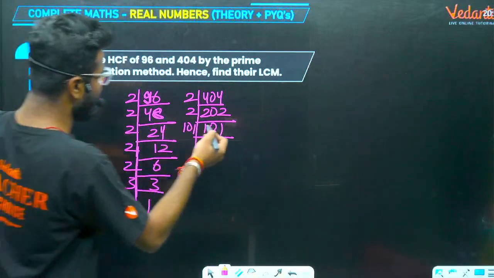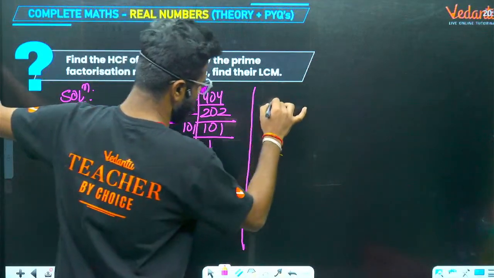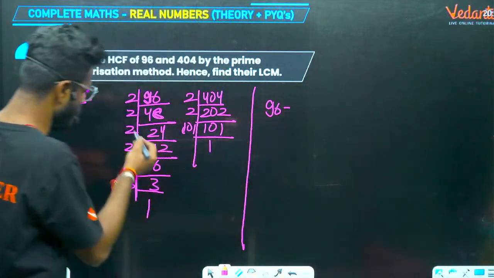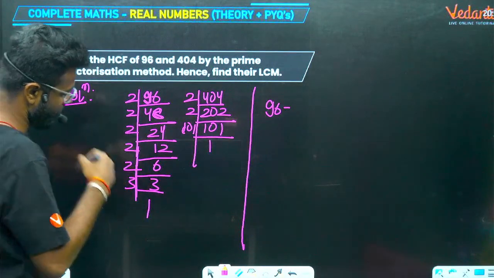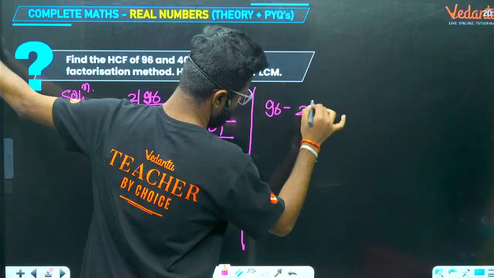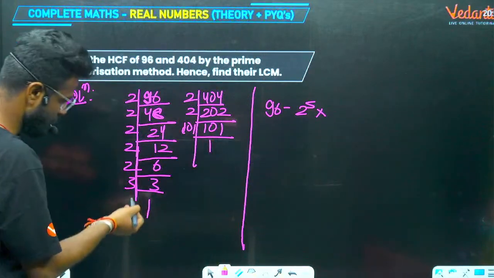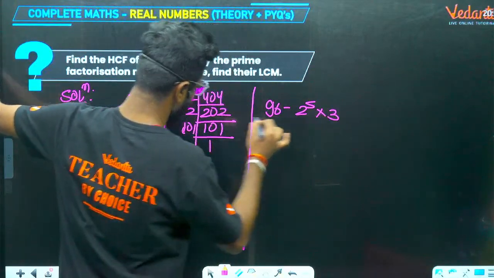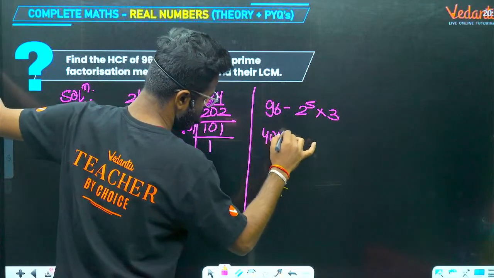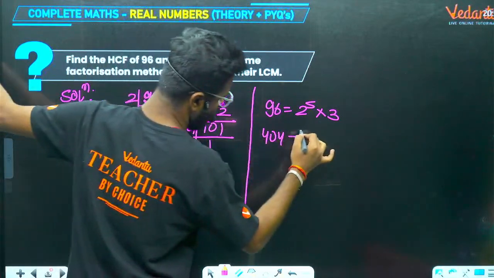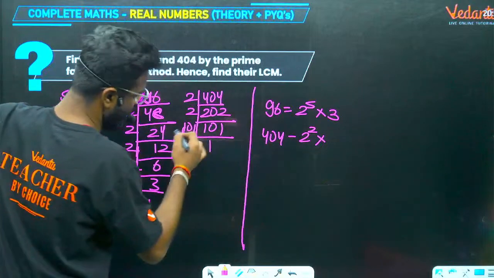So here we can write, by the prime factorization method, 96 is equal to 2 to the power 5 into 3, and 404 is equal to 2 to the power 2 into 101.